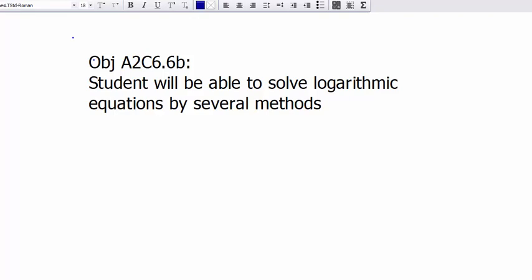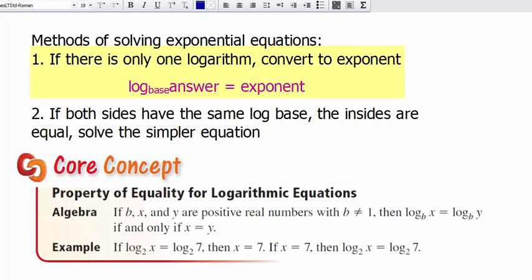So our next part of this is to be able to solve logarithmic equations by a couple of the same methods. Our first method is, in this case, we have the logarithm and we're going to convert it to an exponent to get the variable out of the weird places. And the second one is when both sides have the same base, the insides are equal, and so we solve the simpler equation. An example of that is down here, because I have 2 log base 2's, x equals 7.